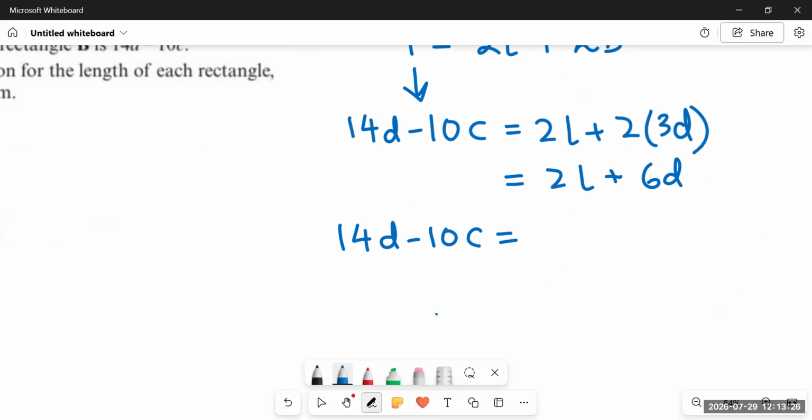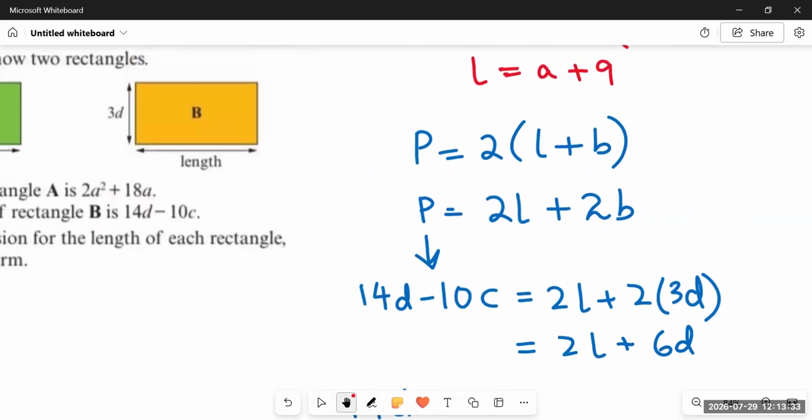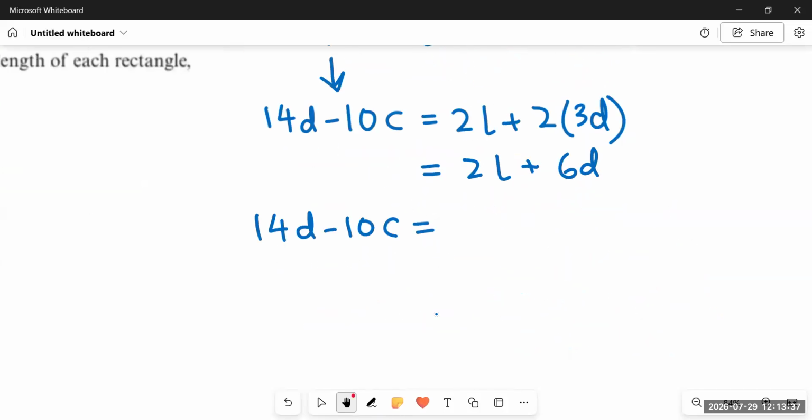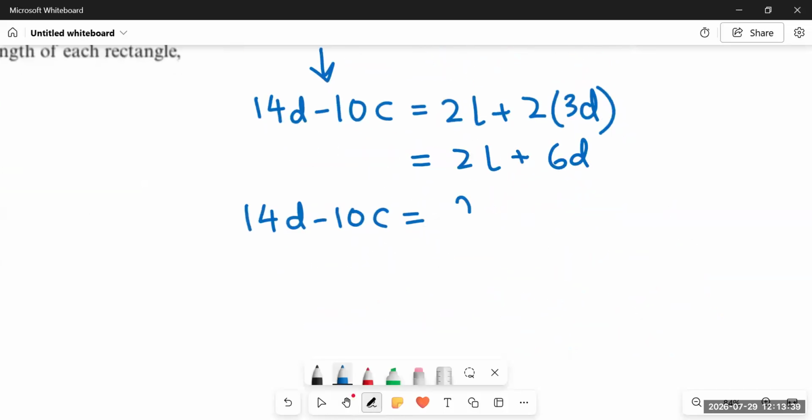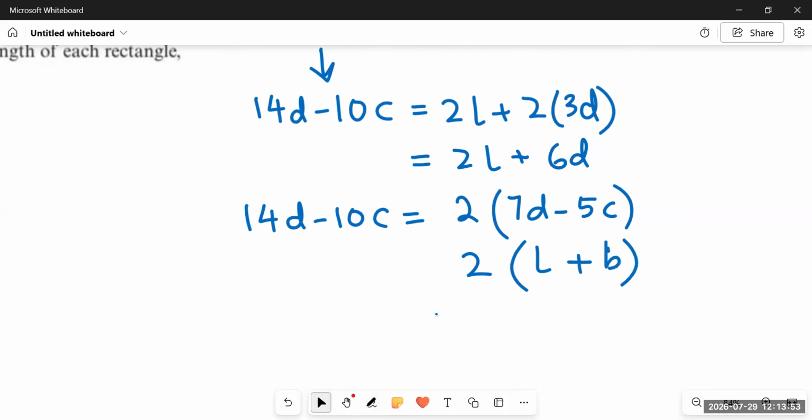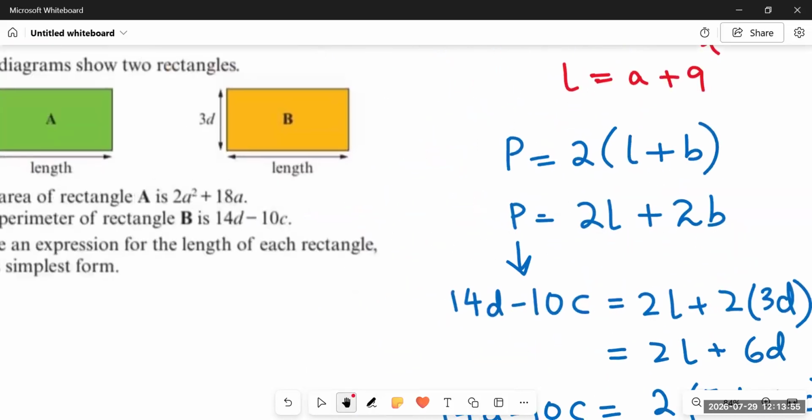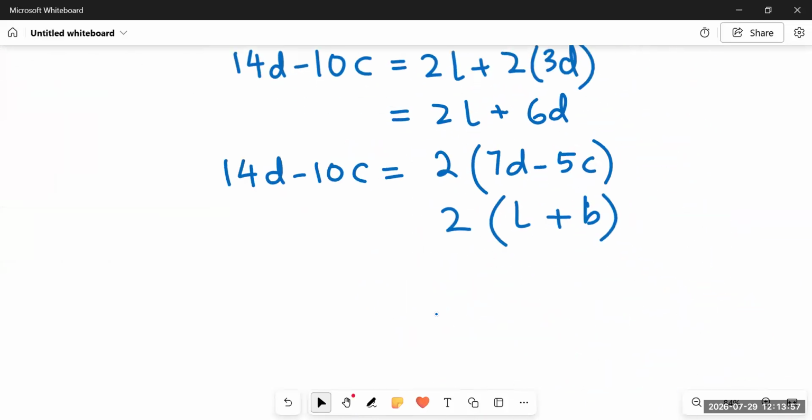So upon factorizing 14D minus 10C, what do we get? We will get 2, bracket 7D minus 5C. So does it show 2 bracket L plus B? Huh? And what is given? We are provided with 3D, not 7D.